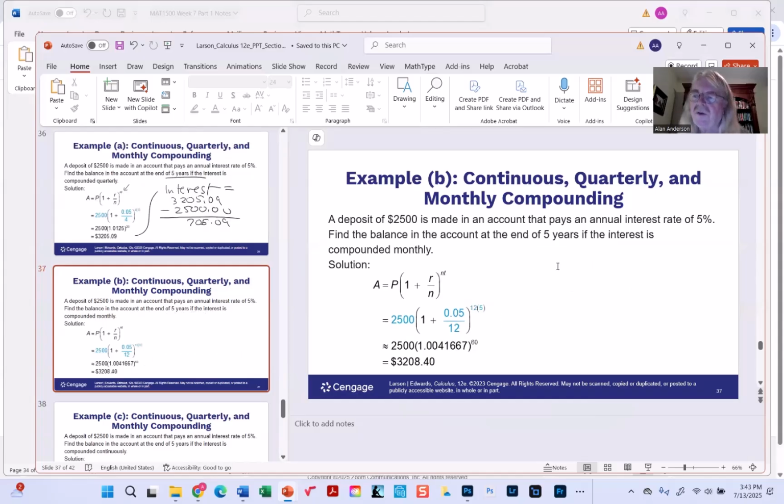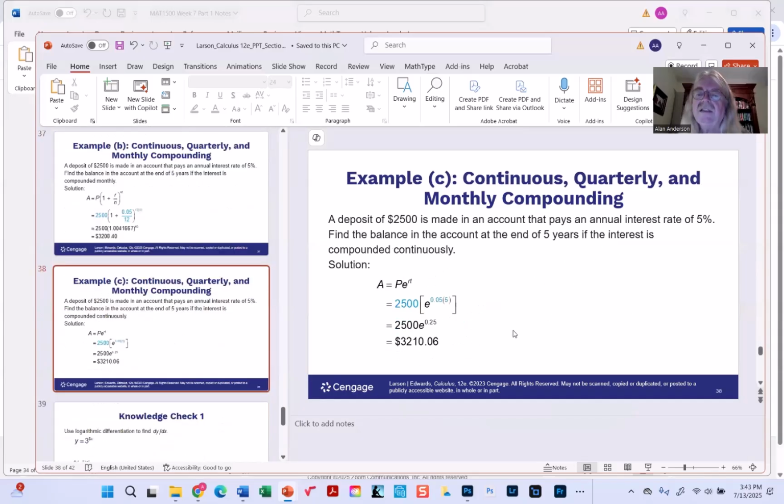And then what they've done is they've increased it to 12 times a year. And if you notice, the interest went up to 708.40. And then they did it again with a continuously compounded rate. And that brought it all the way up to 3210.06. And again, you notice there's a t here now. This is not a 1 year investment, it's 5 years. We do need that t in there.